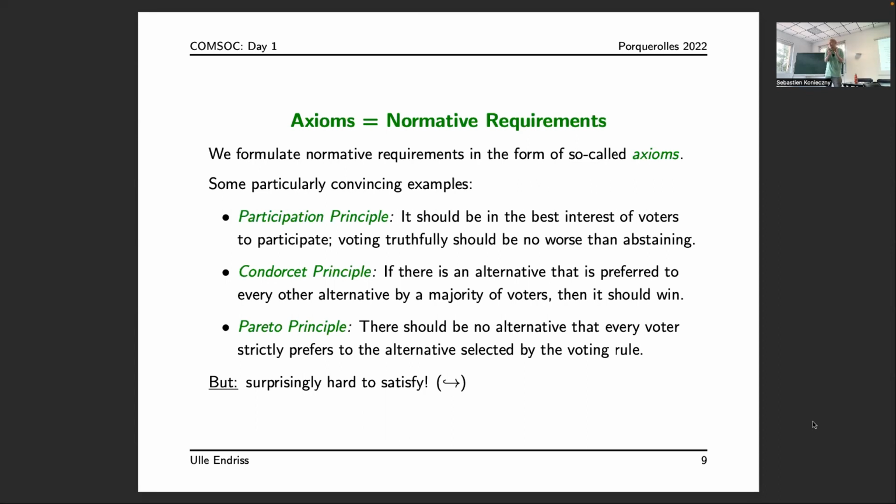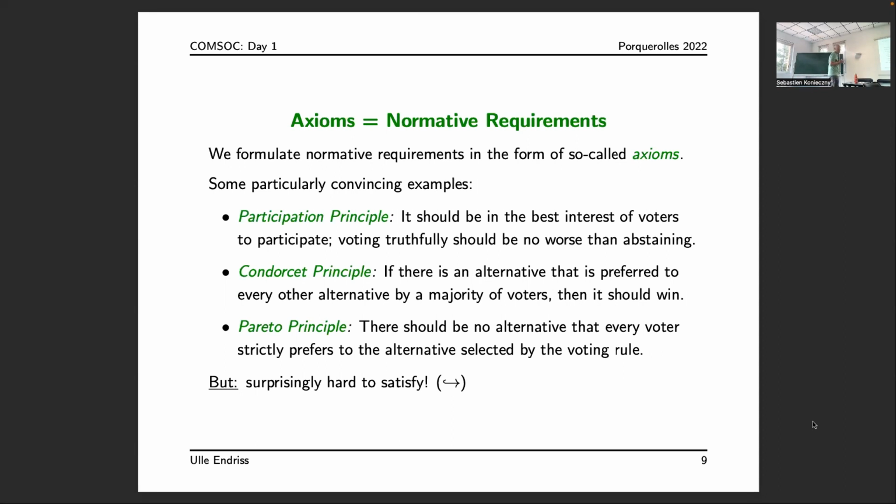But in those simple cases where there's a clearly, obviously nice candidate, a nice alternative that would beat anybody else in a majority contest, our voting rule should agree with that decision. And in the other cases, it should do something else. But in those cases, it should agree with that decision. Another property that we might care about.